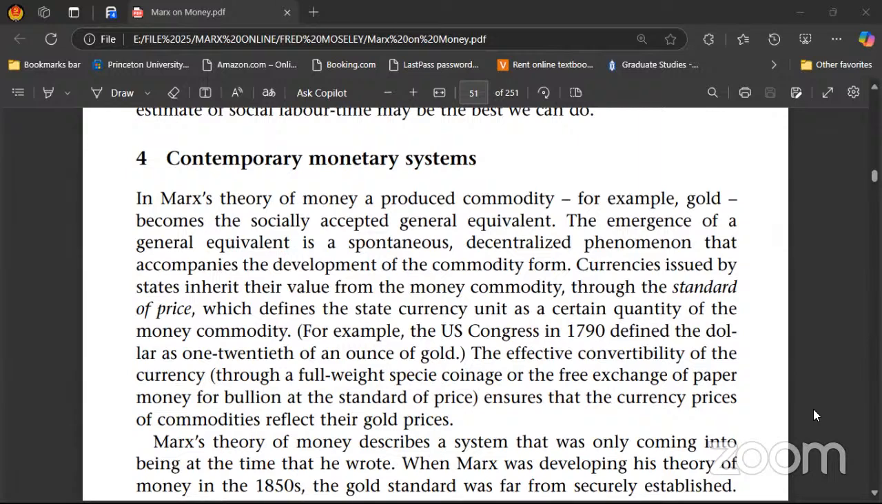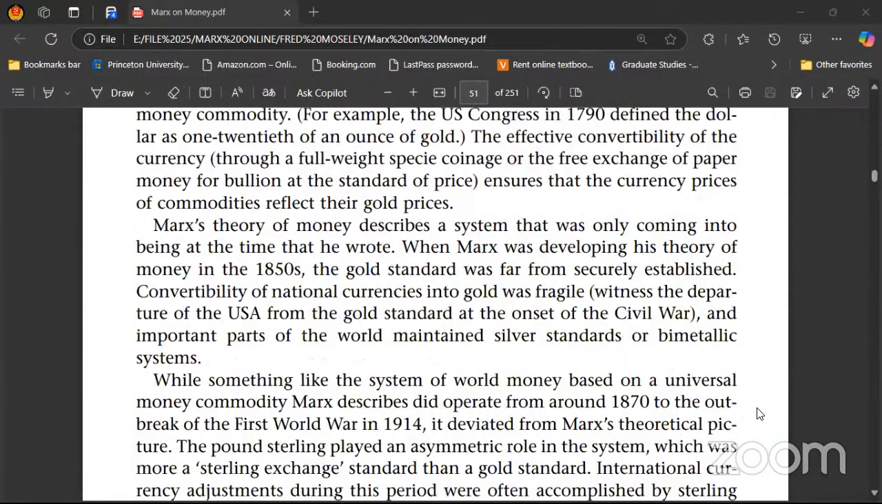The effective convertibility of the currency through a full-weight species coinage, or the free exchange of paper money for bullion at the standard of price, which ended in the 1930s, ensures that the currency prices of commodities reflect their gold prices. Marx's theory of money describes a system that was only coming into being at the time that he wrote. When Marx was developing his theory of money in the 1850s, the gold standard was far from securely established. Convertibility of national currencies into gold was fragile, with the departure of the USA from the gold standard at the onset of the Civil War, and important parts of the world maintained silver standards or bimetallic systems.